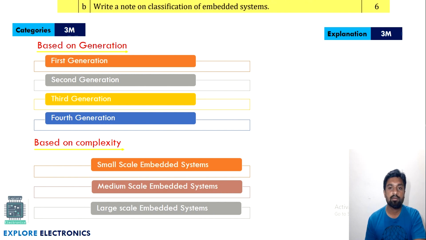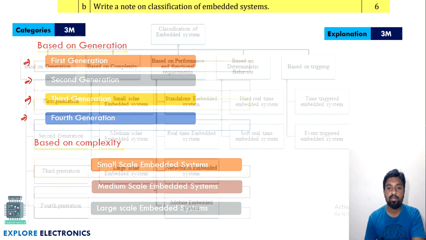Next, write a note on classification of embedded systems. Embedded system can be classified based on the generation and based on the complexity, and a little bit of explanation is required for each and every classification. With respect to 8-bit, 16-bit, controller or processor can be used. Similarly, based on the complexity: small scale embedded system, medium scale as well as large scale. You need to write the explanation by writing these two.